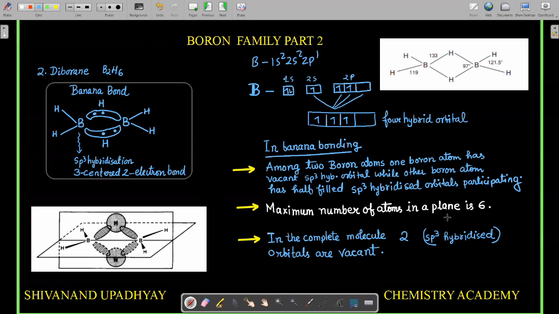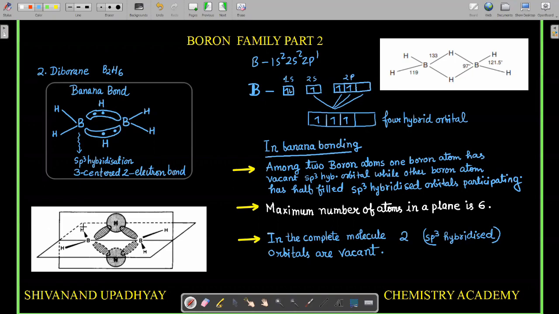So for the maximum number of atoms in a plane, if you see here, it is sp3 hybridized. So this is the actual structure. These 3 atoms are in the same plane, these 3 atoms are in the same plane, and this hydrogen is above this plane, right? Above and below the plane.